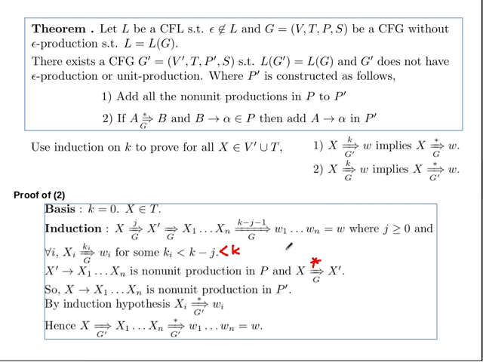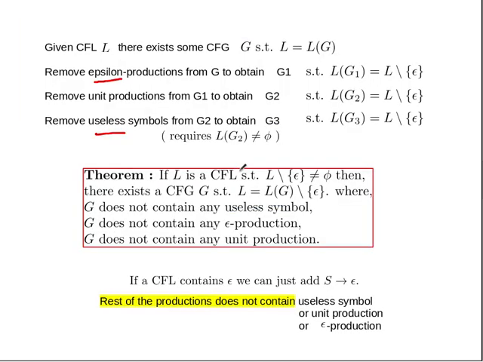Okay, yeah, this is done. Now you see that when we are removing epsilon production, unit production, and useless symbols, we have to follow certain orders. Because unit production removal requires that the grammar should be free of epsilon production. So first we need to remove the epsilon productions, and then we need to remove the unit productions, and then we can remove the useless symbols.